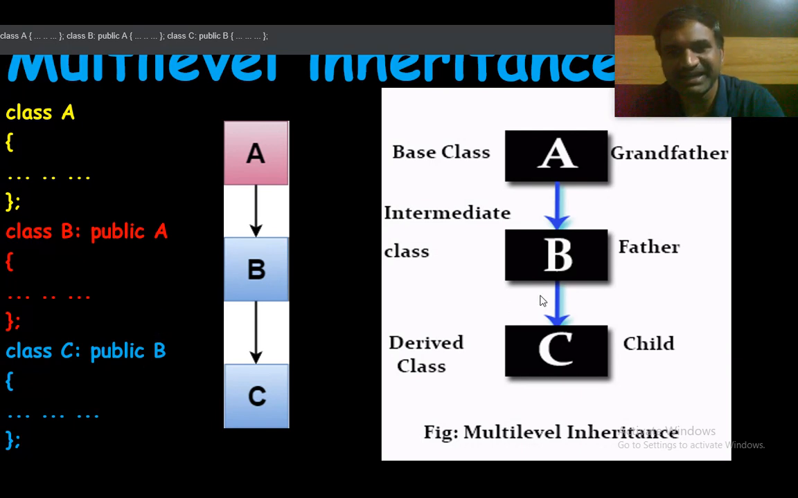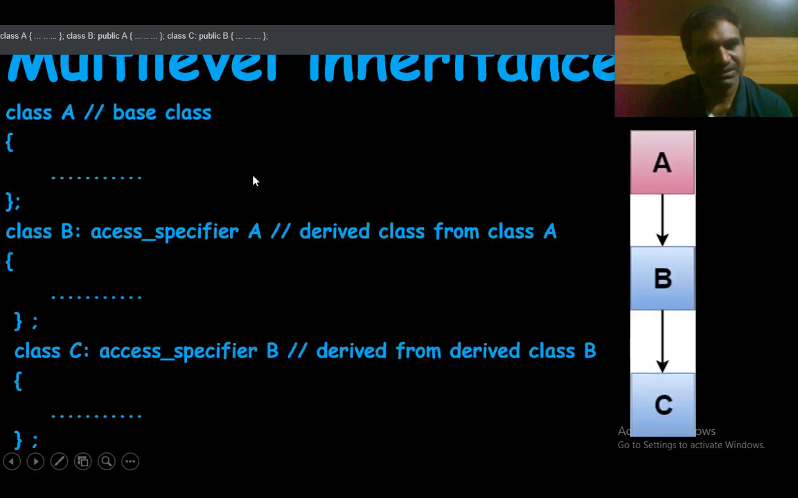So A is inherited by B and B is inherited by C. So grandfather, father and child; base class, intermediate class and derived class. So it's a simple syntax to illustrate multi-level inheritance. Right? Next. So once again, the syntax is clearly explained. Class A, class B, class C. Right?